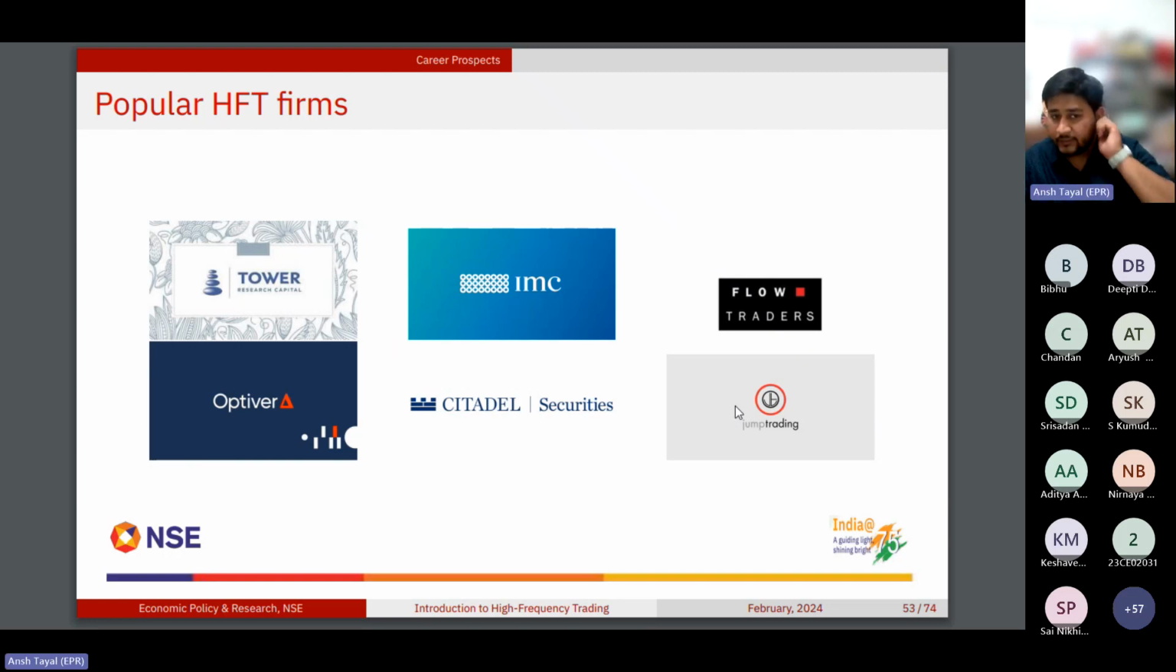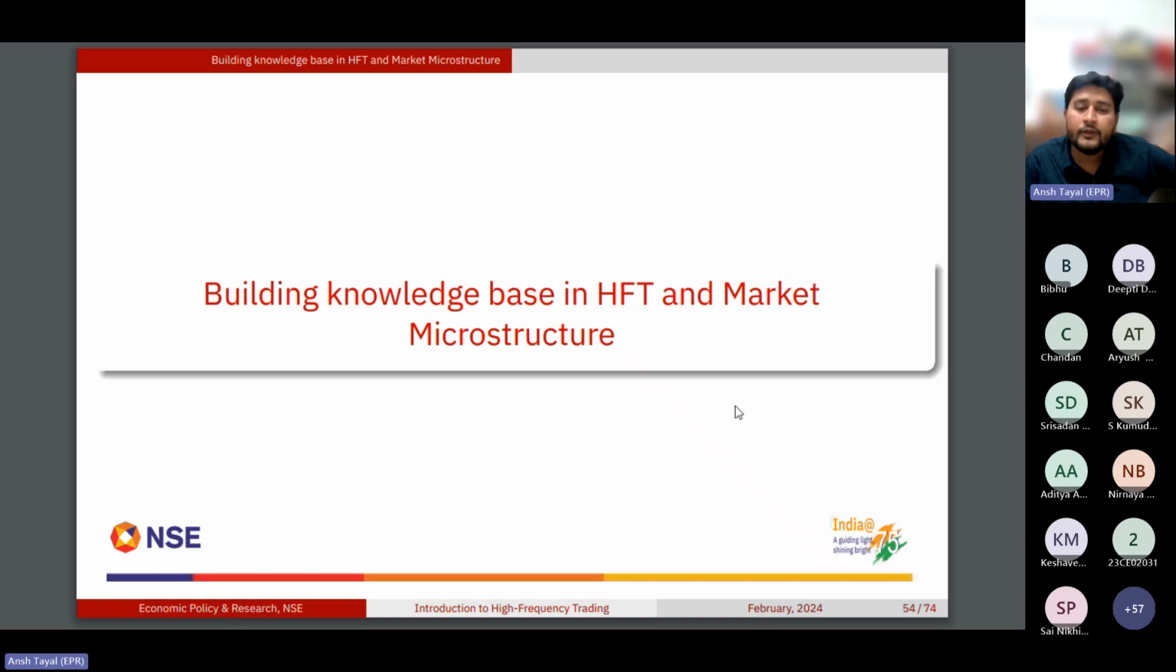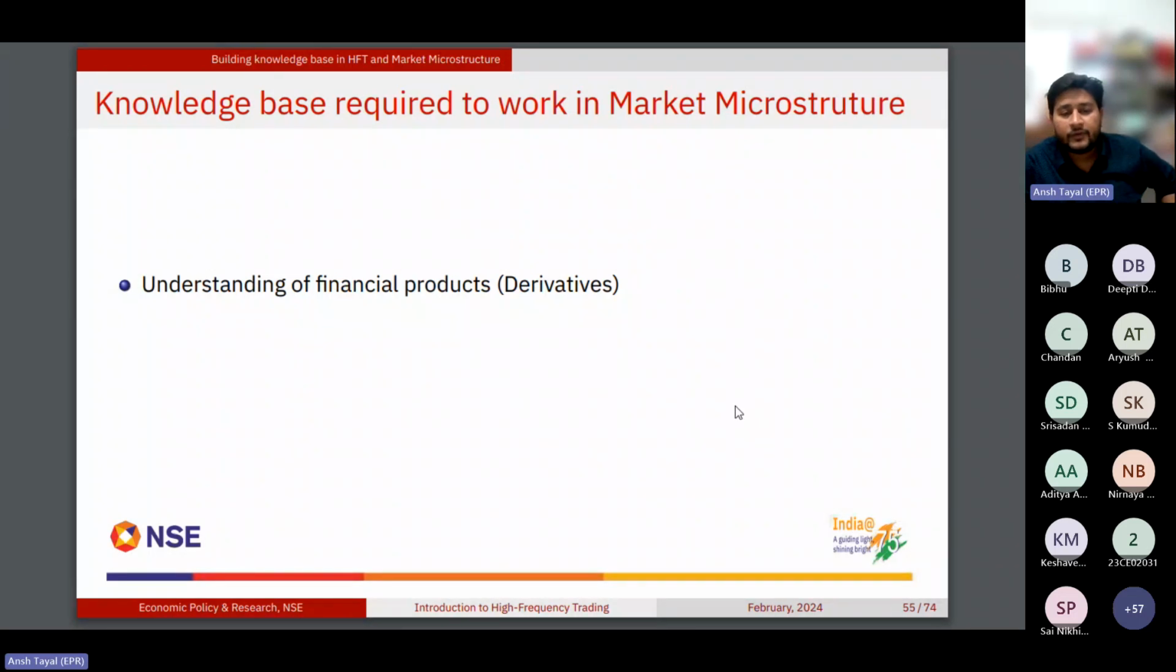Now that you have understood the career prospects, how do you build a knowledge base to get into this area? The first very important point is that you need to have an understanding of financial products, so derivatives. You might know what a call option or a put option is. You might know what a call spread or put spread is, but practical understanding of this data is very crucial. For example, in derivatives, just to quickly give you a sense of the numbers.